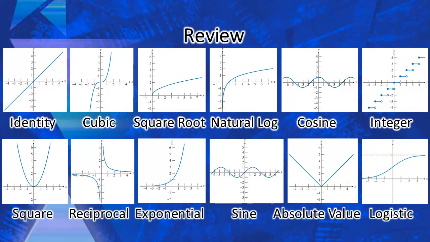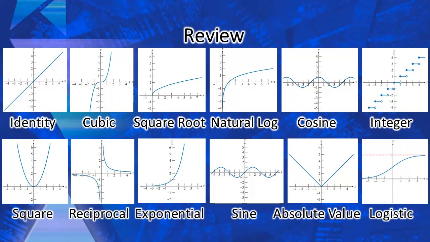We looked at 12 different types of basic graphs, basic functions that we will be studying throughout the course of this year. The first one was the identity function, where it looks like a straight line. We looked at the cubic function, where it goes from negative infinity all the way to positive infinity. The square root function, you had an example of that in last night's homework. The natural log, which you also did in last night's homework.